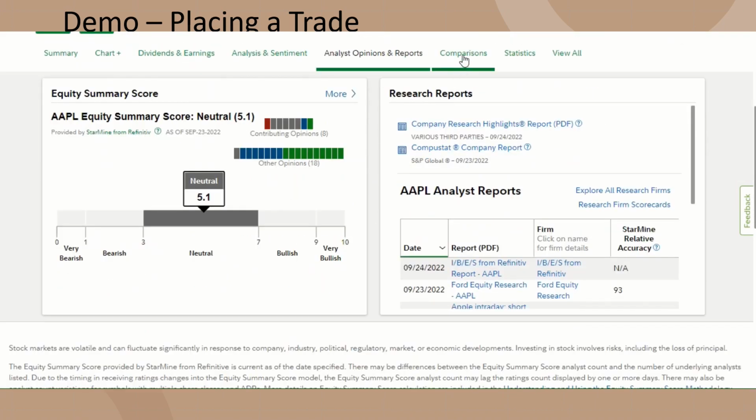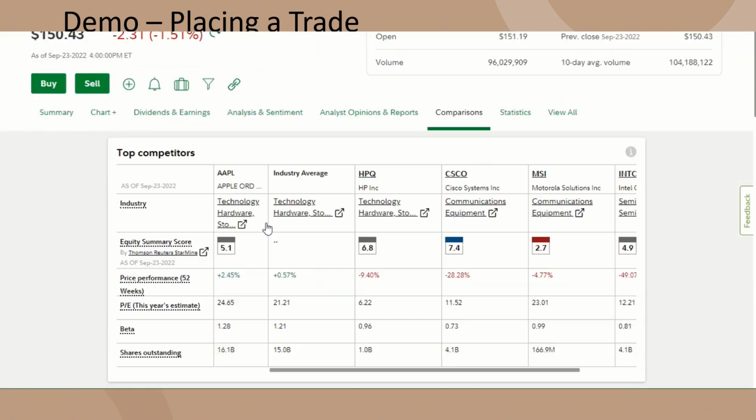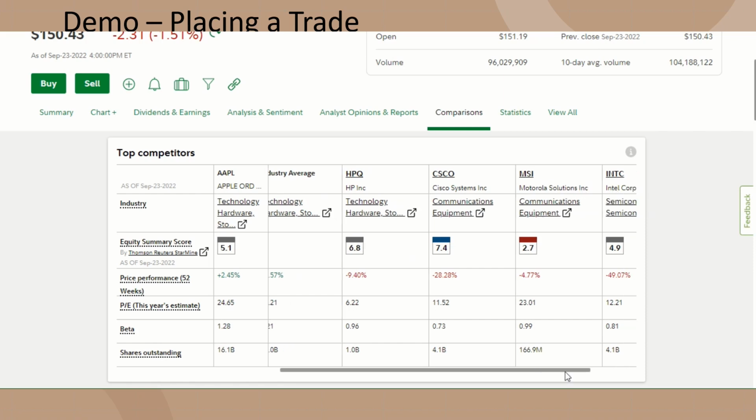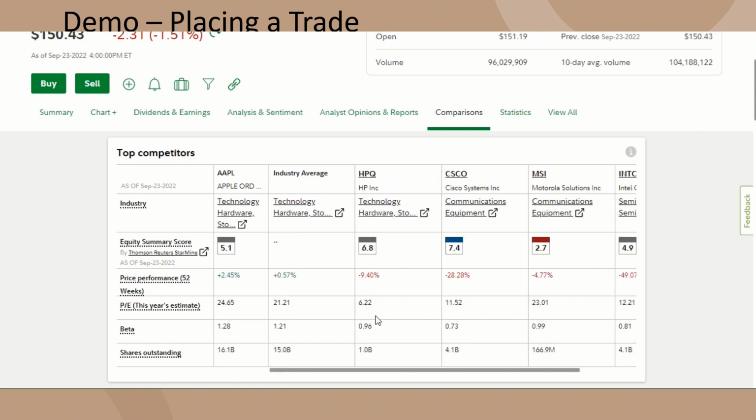And then the next tab is about comparisons. This compares Apple with different other stocks, top competitors. They may not be real competitors, but different stocks. It compares with HP, Cisco, and their corresponding scores and the performance, and Motorola Solutions and Intel. So these are the comparison and the corresponding numbers.